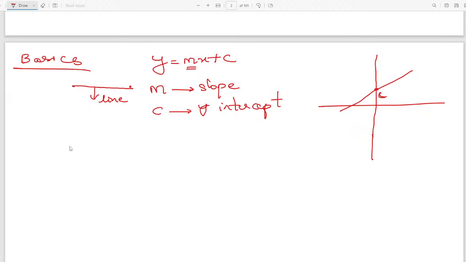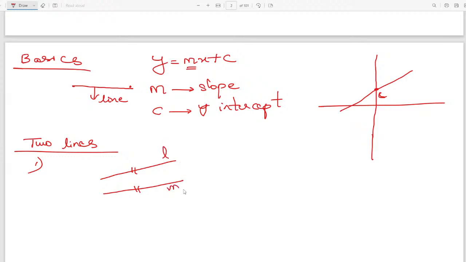If there are 2 lines, there are 3 conditions. One, both the lines are parallel. If they are parallel, they won't meet. We would represent the parallel lines like this. If this is line L and this is line M, L is parallel to M. This is how we represent it.